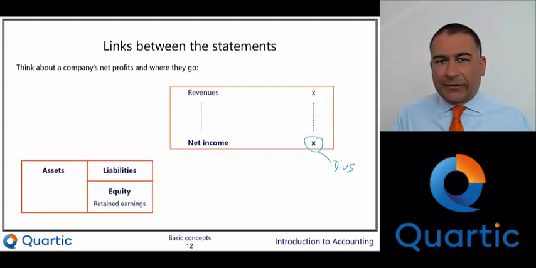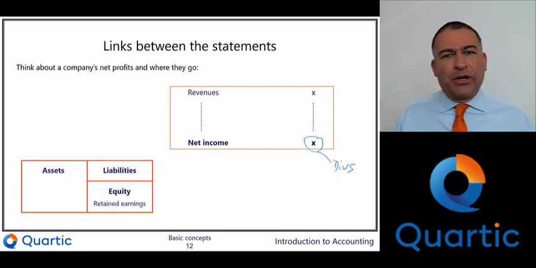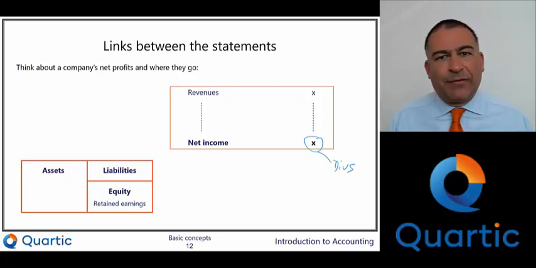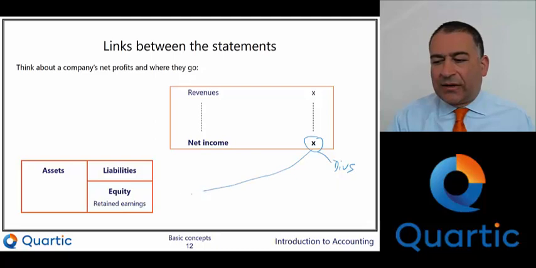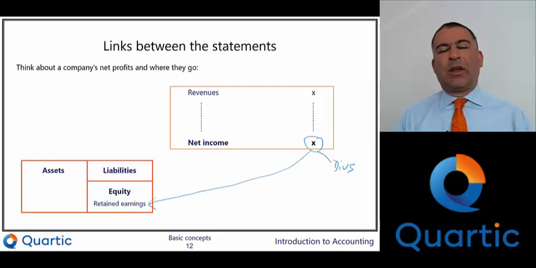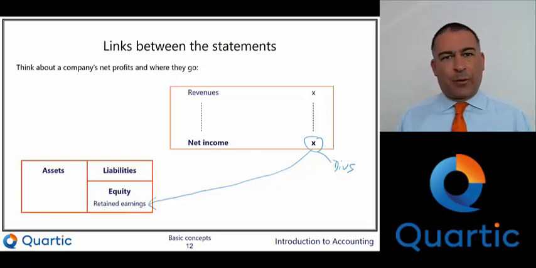Now, let's say the company doesn't pay out all the profits as dividends, and most companies don't. If a company does pay out all the profits, it's really limiting what it can do in the future. So let's say the company pays out, say, a third of its profits as dividends. The remaining two-thirds, we said, was retained, and that feeds into the balance sheet. So the retained earnings on the balance sheet are part of equity.